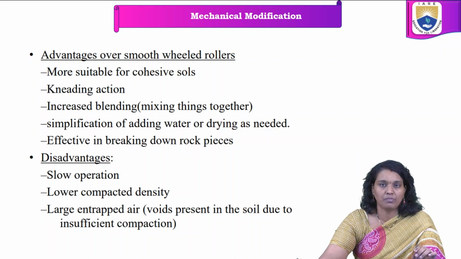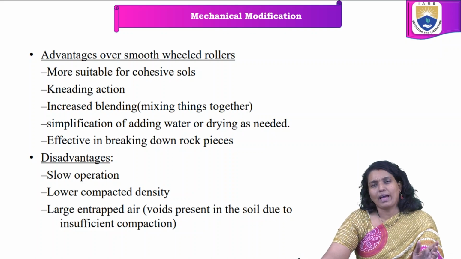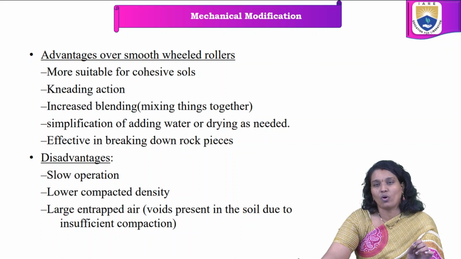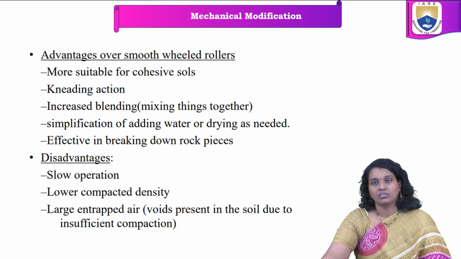It is very simple to use this kind of roller. It also dries the soil as needed. It is effective in breaking down rock pieces. Coming to the disadvantages, it has comparatively slow operation, lower compacted density, and large entrapped air. So voids are present in the soil due to insufficient compaction. These are some of the disadvantages which we observe in this type of compaction.